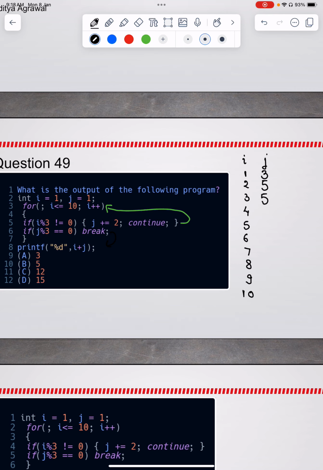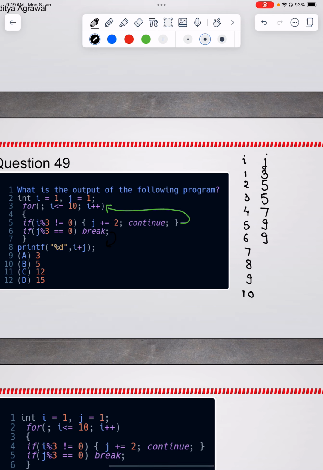When i is 4, again i percentage 3 is not equal to 0, so i is not divisible by 3. You increment j by 2. Similarly, when i is equal to 5, i is again not divisible by 3, so you increment j by 2 and continue. When i is equal to 6, it is divisible by 3, so line number 5 is false. So it goes to line number 6, and j is also divisible by 3 now. So you break from the loop.